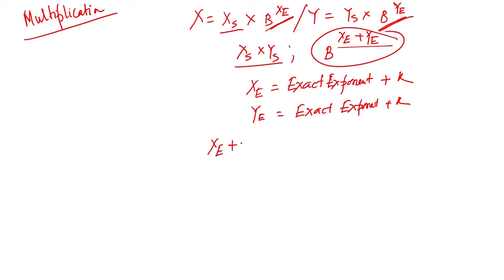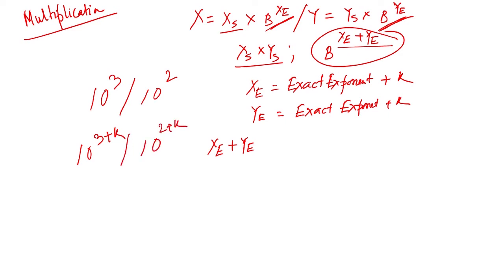Xe plus ye, that is for the multiplication we have to do, let us say 10 to the power 3 and 10 to the power 2. But if we represent in biased exponent, so 10 to the power 3 plus k, 10 to the power 2 plus k. So, actually what should be the value? Actually, if you add it, it should be 10 to the power 5. Now, what happens if you add these numbers?